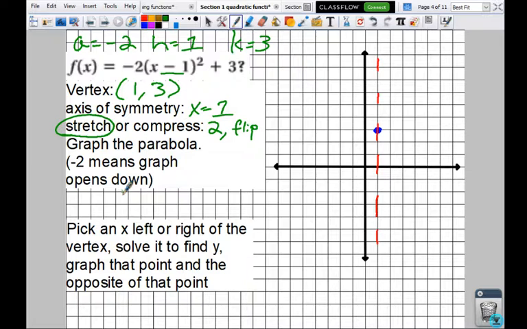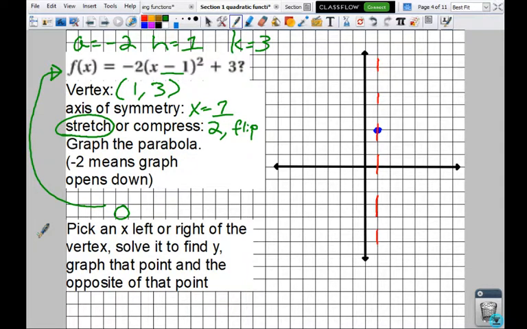What I'm going to do is pick an x left or right of the vertex, and I'm going to pick an easy one. I'm going to pick 0. Because we're going to plug our x in to find our y. So I'm going to pick 0 for x, plug that into my equation up here, and solve it to find my y. But 0 is pretty nice because it makes it a little easier.